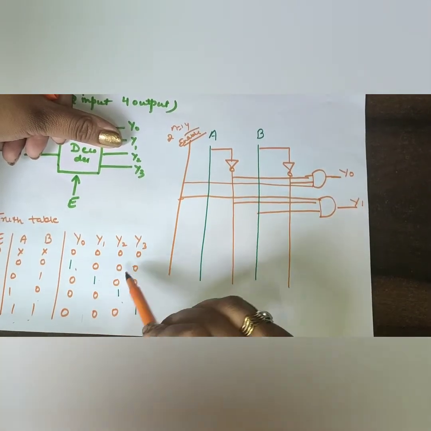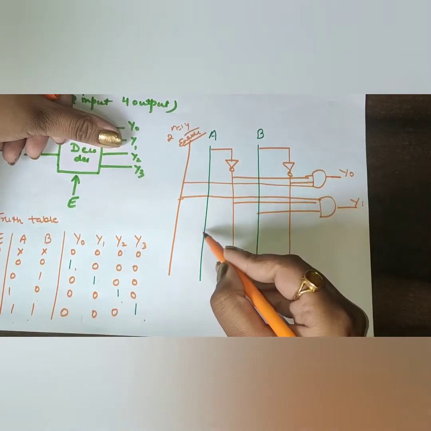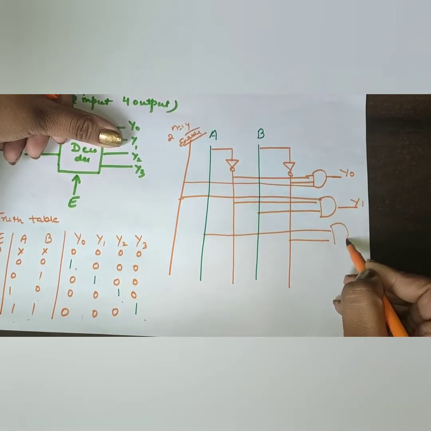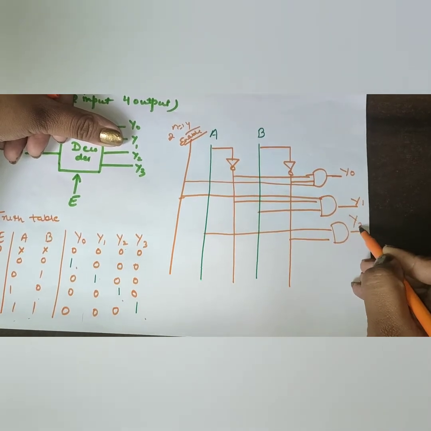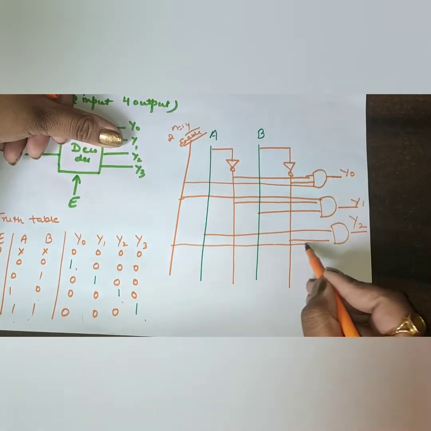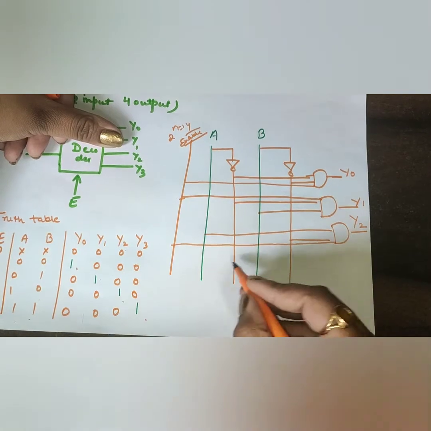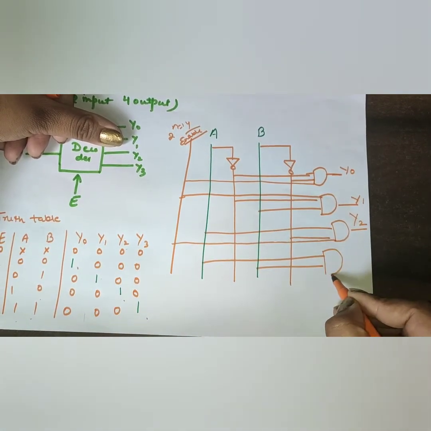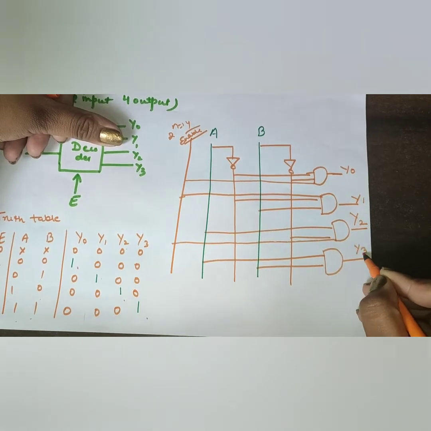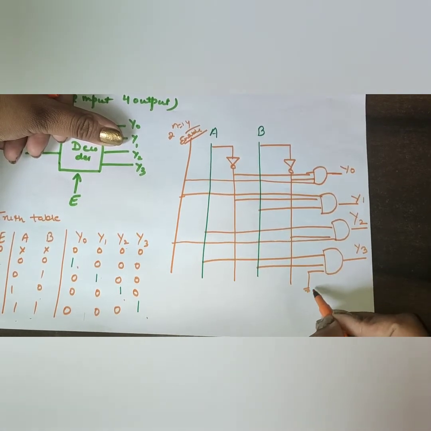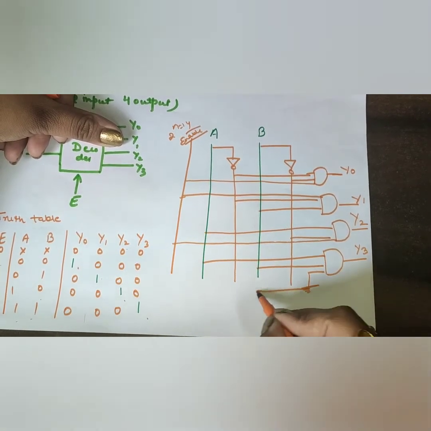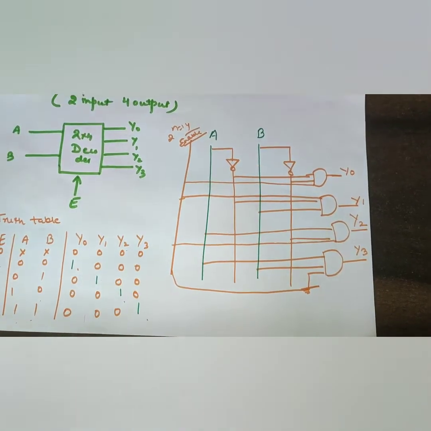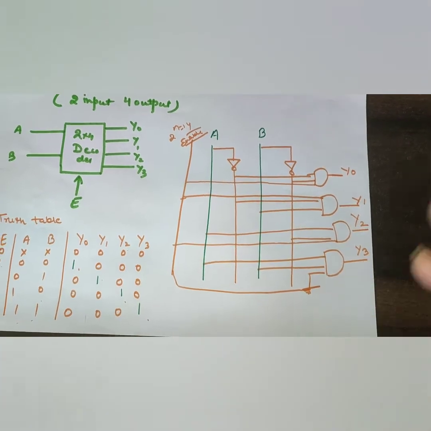Now y2 is A, B bar, y2, and the enable signal is also there. Now A, B, y3, enable signal; you can check the enable signal is also 1. You can go through there. So this is the circuit diagram for the 2 to 4 decoder.